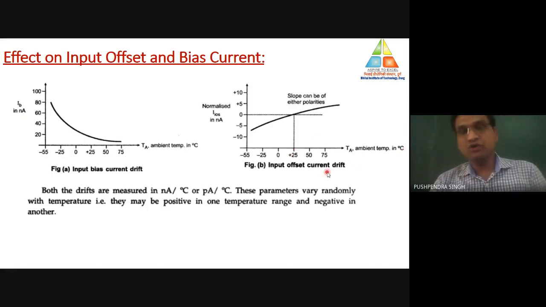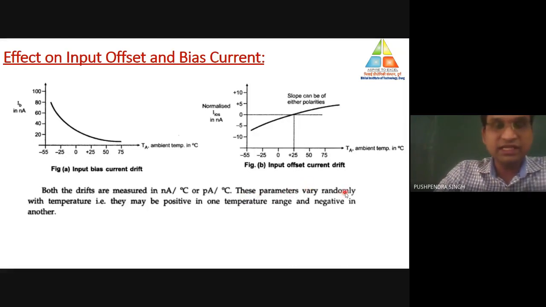And the plot for input offset current drift is the same as for input offset voltage drift. The plot for both cases is the same. At plus 25 degrees centigrade, the input offset current is zero, but as we increase the temperature, the input offset current increases, and as we decrease the temperature, the input offset current decreases, similar to input offset voltage. It is represented in nano or picoampere per degree centigrade.